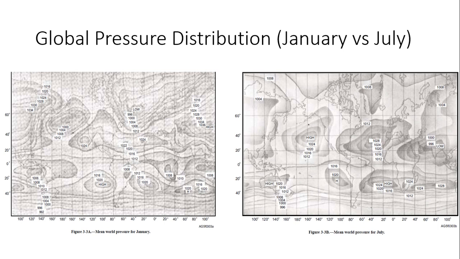And you just notice the absence, there's less cyclonic storms, there's less low pressure systems over land in July as compared to January, where we've got a lot more dynamics. The jet stream is much stronger in January.